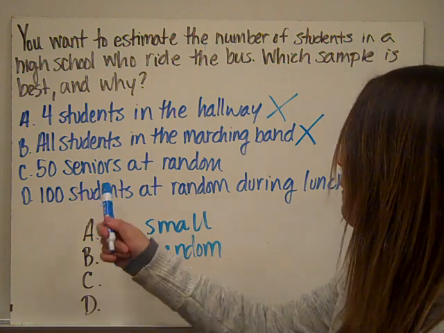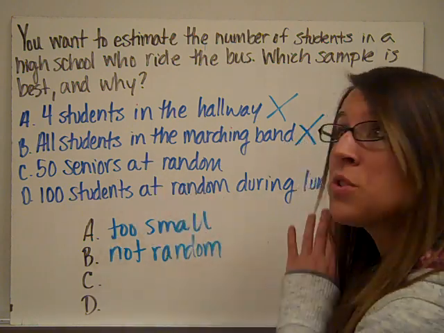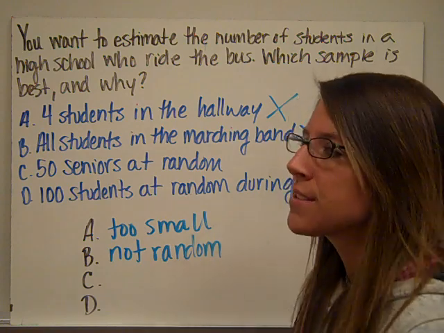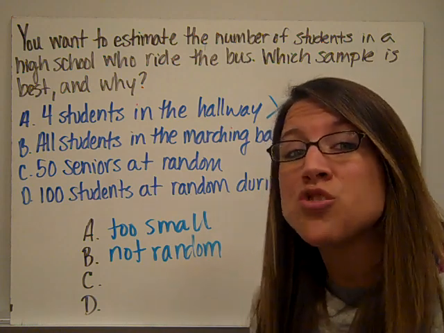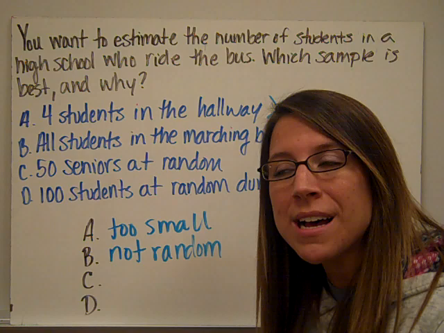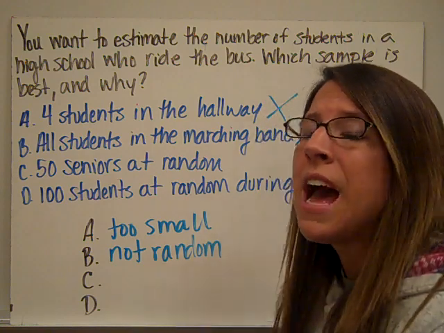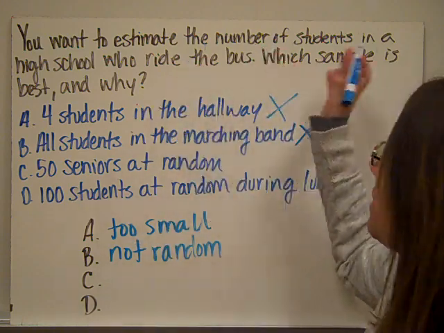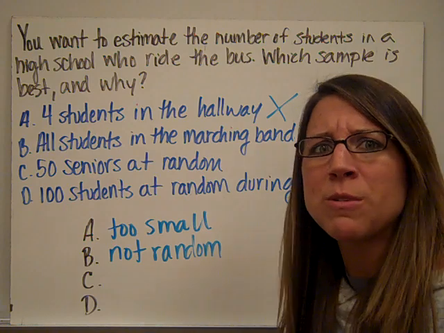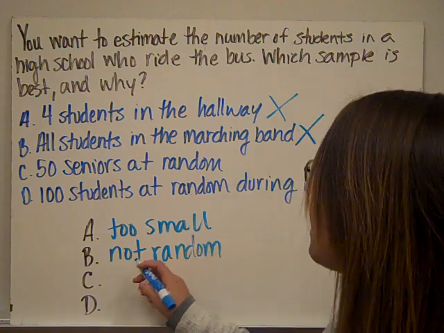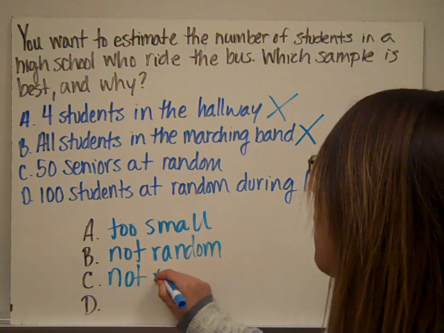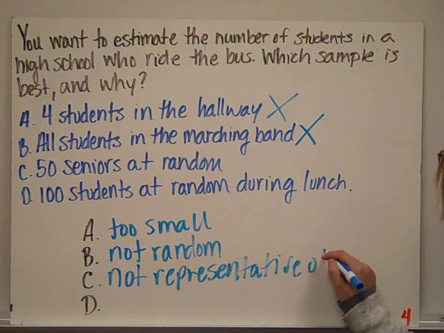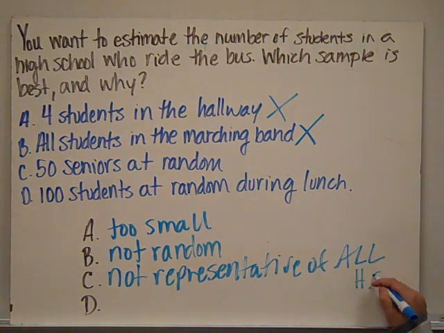Okay? How about 50 seniors at random? Well, this is random. Sort of. If only seniors are asked, seniors are actually probably more likely to drive to school, right? So the people who ride the bus are probably going to be the younger high school students. And so leaving out 3 grades of students in high school, if you want to know the number of students in high school, do only seniors represent that population? No. So it's not representative of the entire population of all high school, okay?